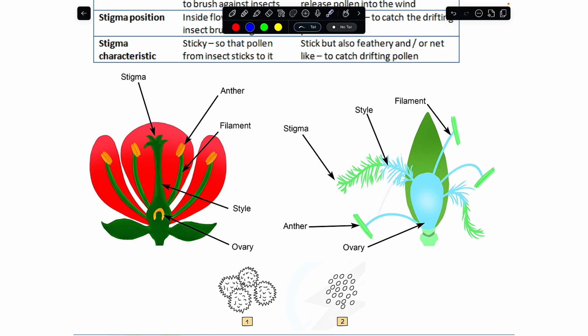For the wind pollinated one, you see their filaments and the anthers are long and pendulous, and they hang out of the flower.